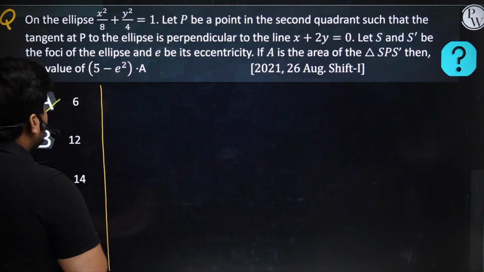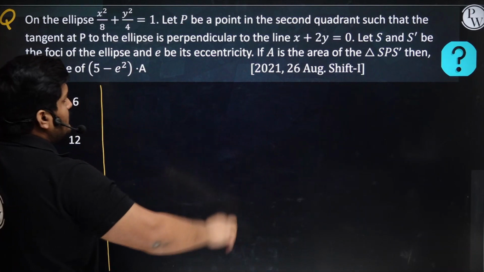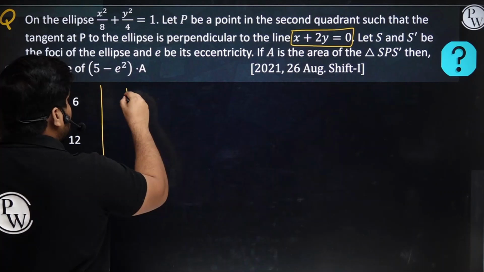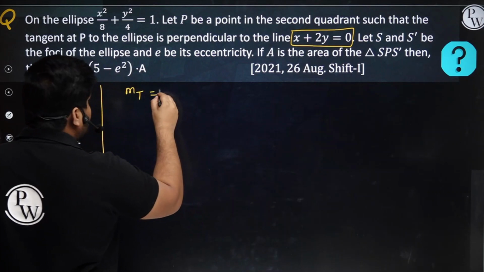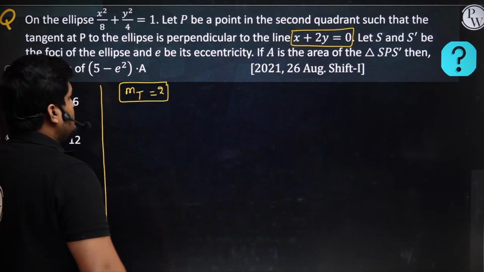So, on the ellipse x square by 8 plus y square by 4 equal to 1, let P be a point in the second quadrant such that the tangent at P to the ellipse is perpendicular to the line x plus 2y equal to 0. Tangent is perpendicular to this line. Okay, so what is slope of tangent, guys? Like here, slope is how much? Minus 1 by 2. So slope of tangent is 2. This is the first information. S and S dash be the focus of the ellipse, and e be its eccentricity. A is the area of triangle SPS dash, then the value of 5 minus e square.